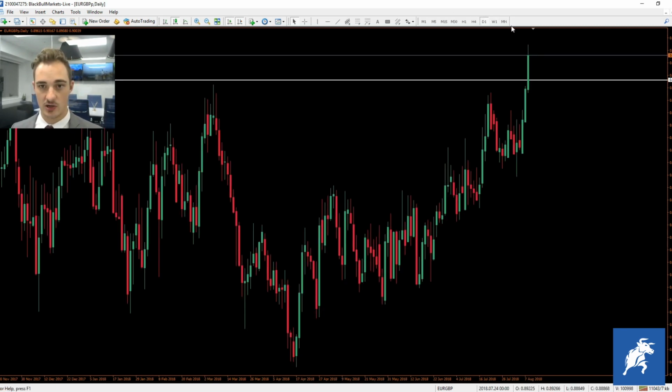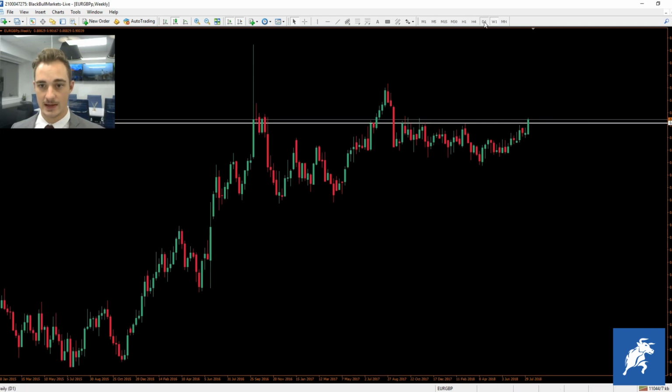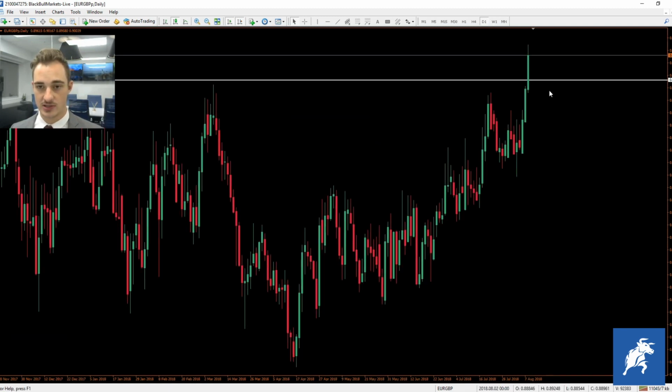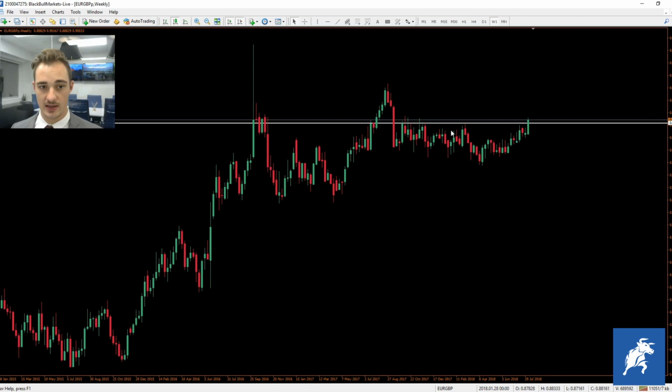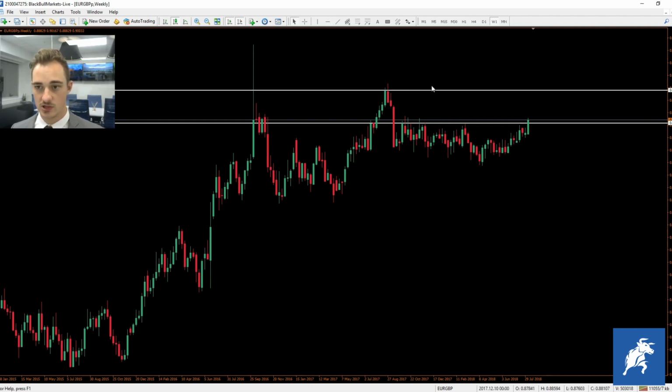Like I said, I'm waiting for a close on the weekly above that. On the daily as well, you can see the candle still has not really closed above it. On the 4-hour, you can see we've had two closes. So that is the potential one we're looking at. And then after that, I'll look for a potential move to the 0.9247 level.